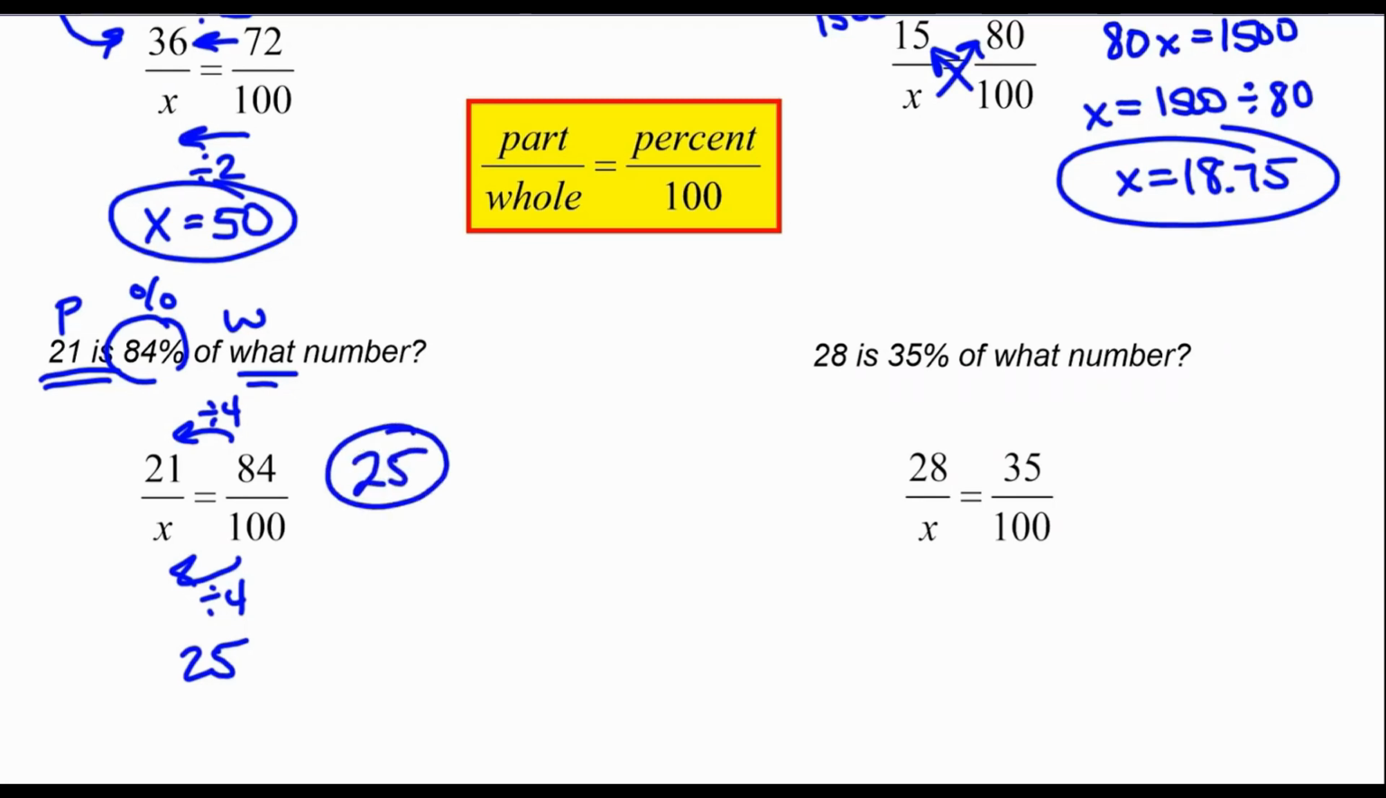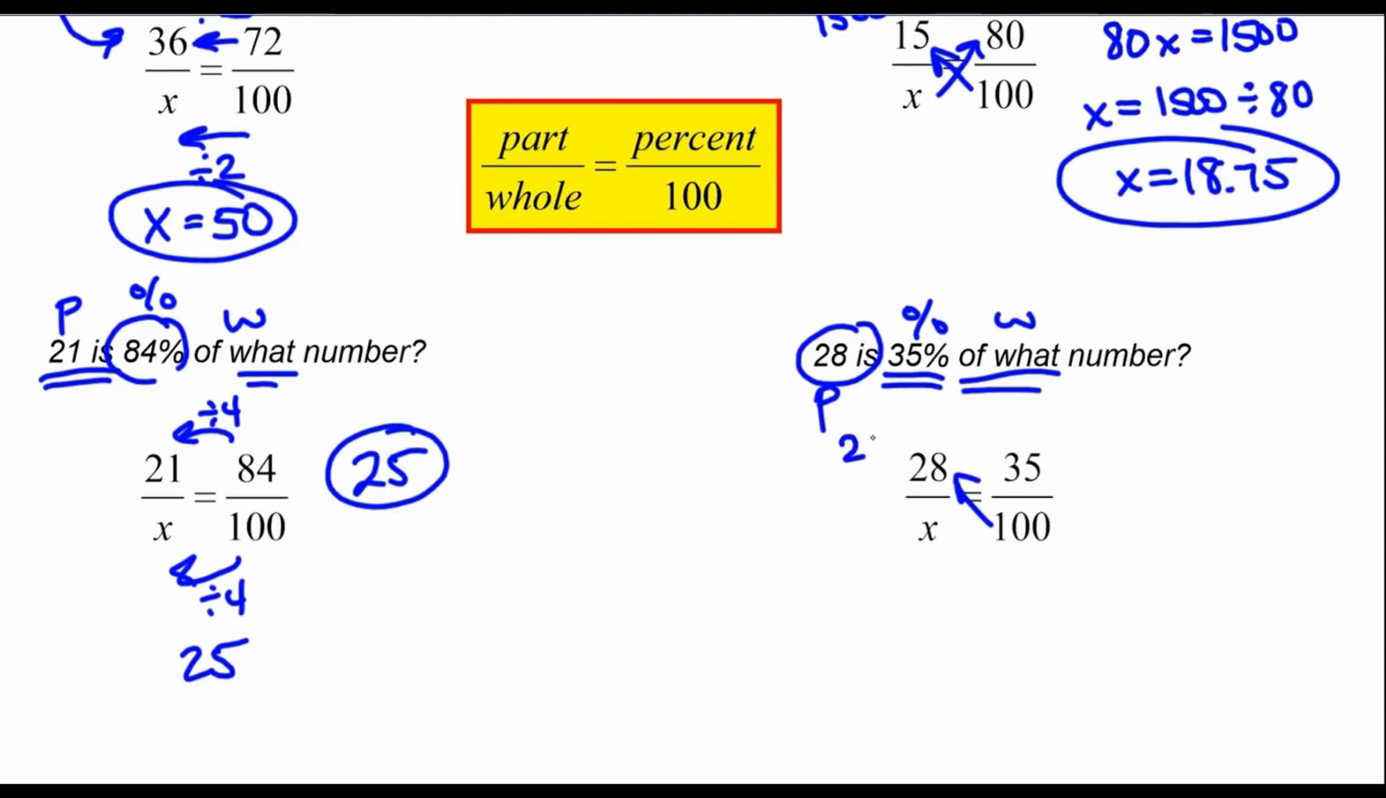So 25 is my answer there. And last one, 28 is 35% of what number? 28 is the part, and 35% is my percent. What the whole is, is missing here. So I fill in the proportion accordingly, and I'm going to use my cross products to solve this.